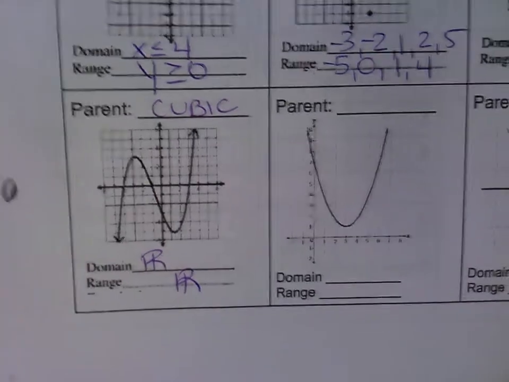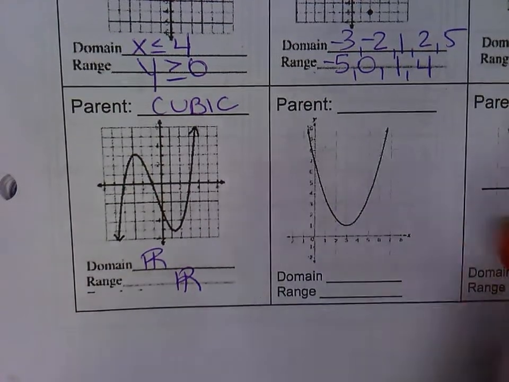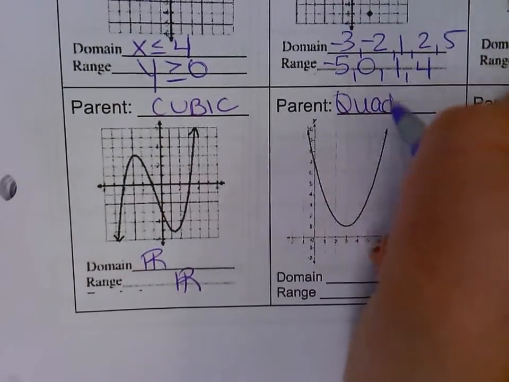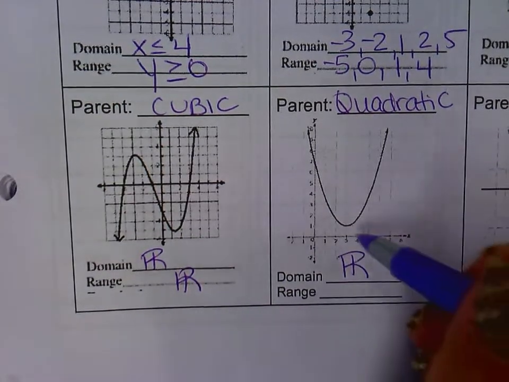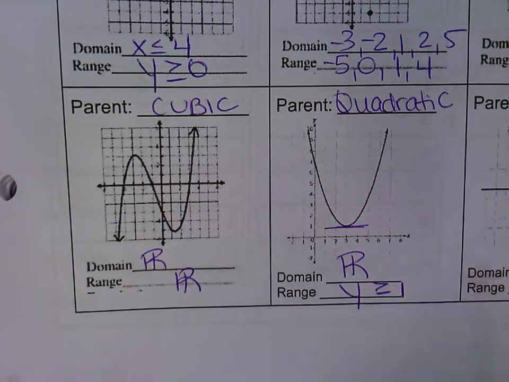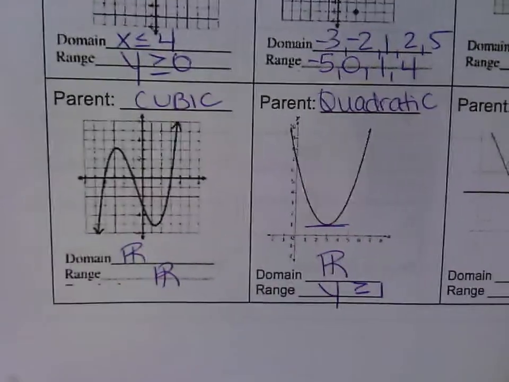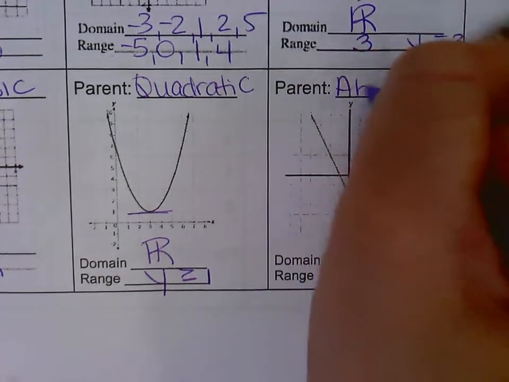What's the name for this 5th one? That's the one that we're going to be focusing on this unit, the quadratic or x squared. All real numbers for domain. Let's see, does the range start at 1? Y is greater than or equal to 1. Sound right? And the last one we're going to focus on today, absolute value.